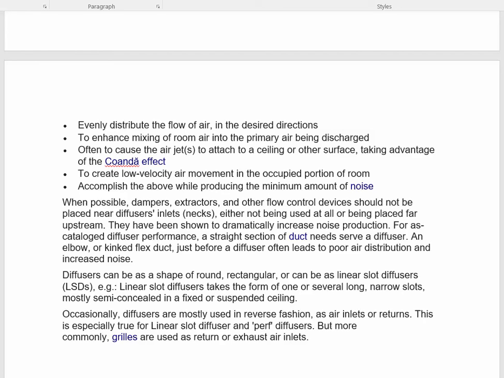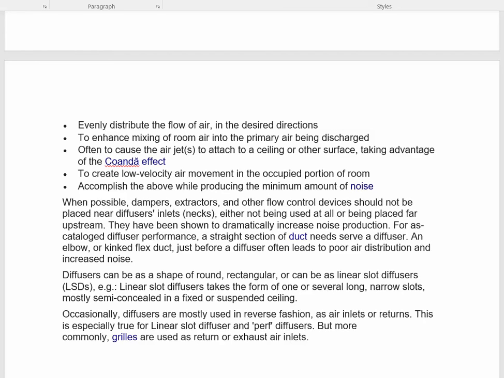Diffusers can be round, rectangular or a linear slot diffuser, which is known as LSD. For example, linear slot diffusers take one or several long narrow slots, mostly semi-concealed in a fixed or suspended ceiling.